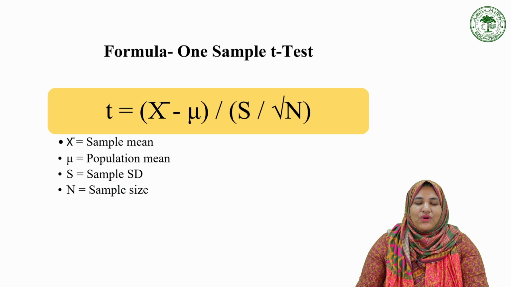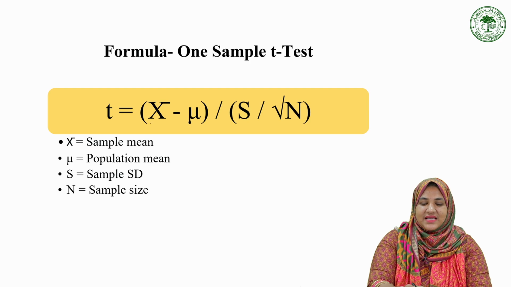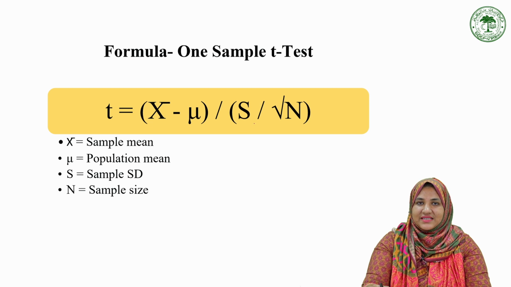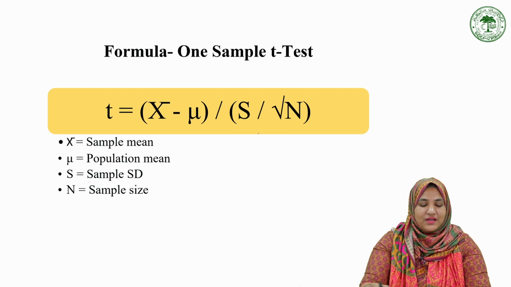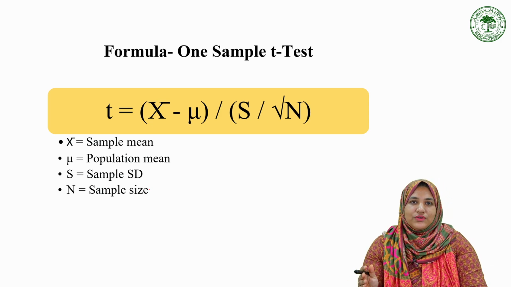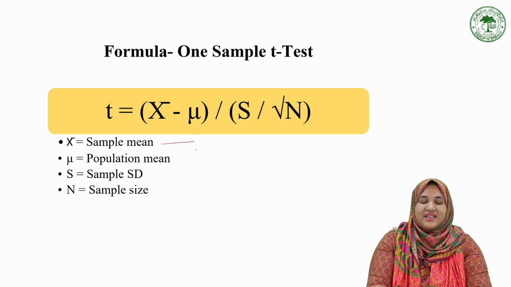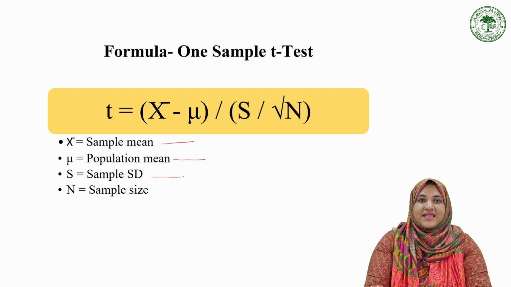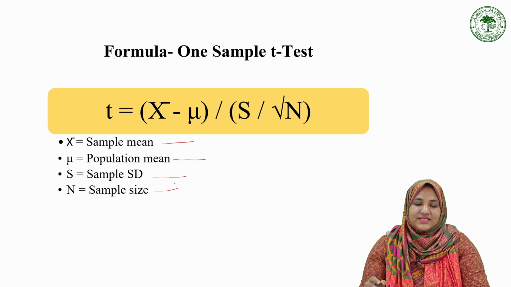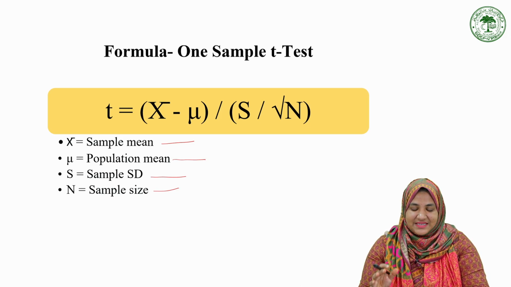Now let's look at the formula of the one sample t-test. Here, t is equal to the sample mean minus the population mean, divided by the standard deviation divided by the root of the sample size. This is the usual equation that we use for the one sample t-test. Here there is a sample mean, we have the population mean, the sample standard deviation, and we have the sample size, that is n. By using this particular formula, we calculate the one sample t-test.